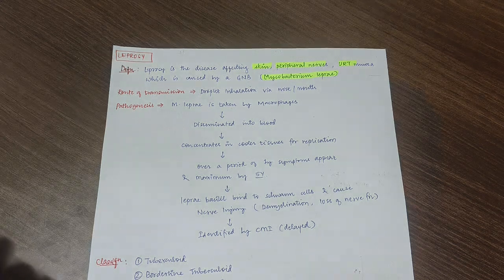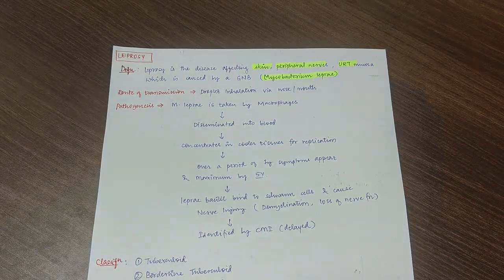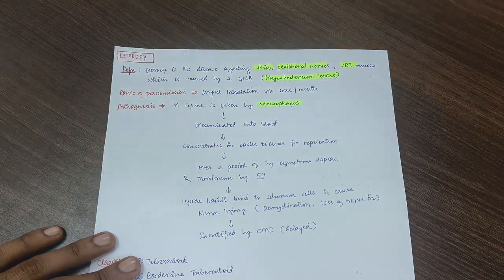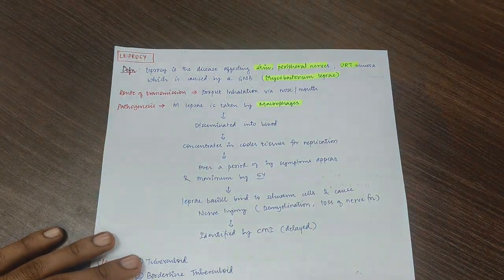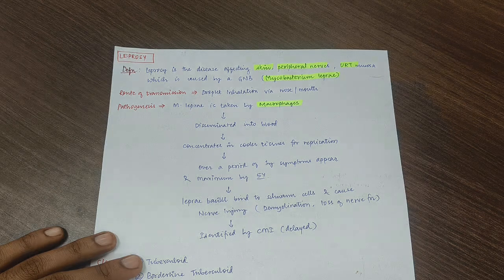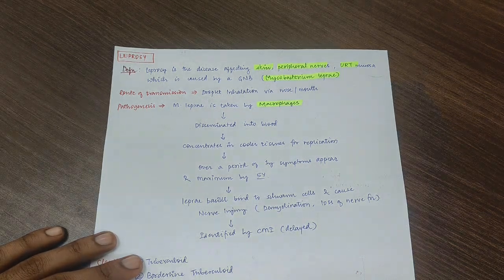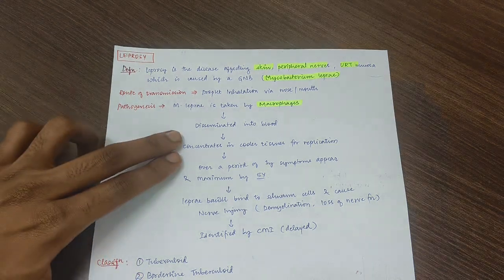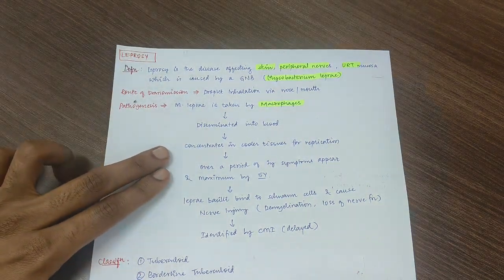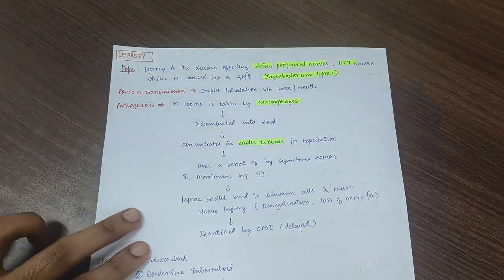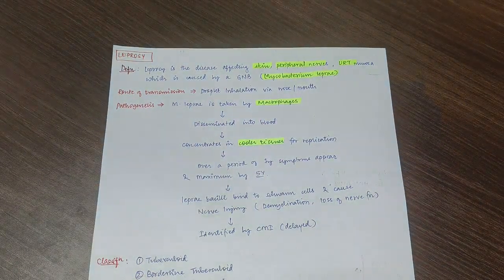What is the route of transmission? Route of transmission should be droplet inhalation via nose or mouth. Next, pathogenesis. Since Mycobacterium leprae is always intracellular, it is taken up by the macrophages. Once it is taken up by the macrophages, it is disseminated into the blood. The macrophages in the blood are called monocytes. Once disseminated into the blood, what happens? It gets concentrated in the cooler tissues for its replication. It requires cool temperature for replication.